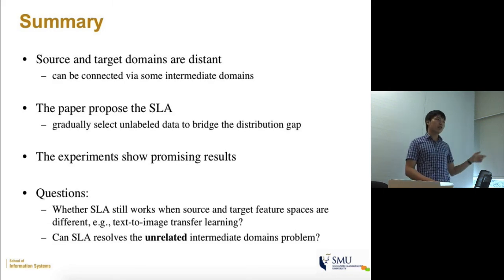Whether the model can detect that problem by not using any instance in the intermediate domain or not. So with that, I would like to end the presentation here.